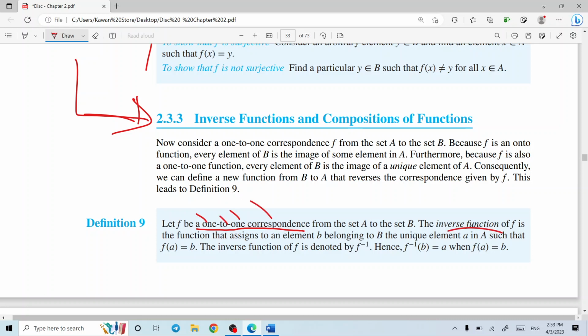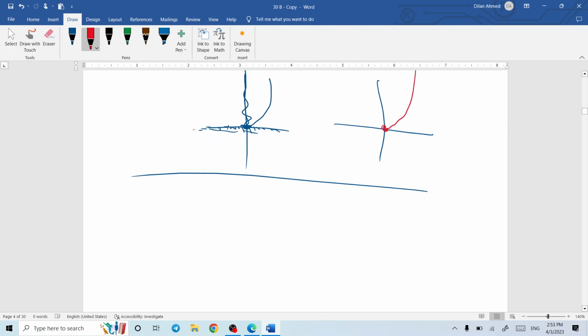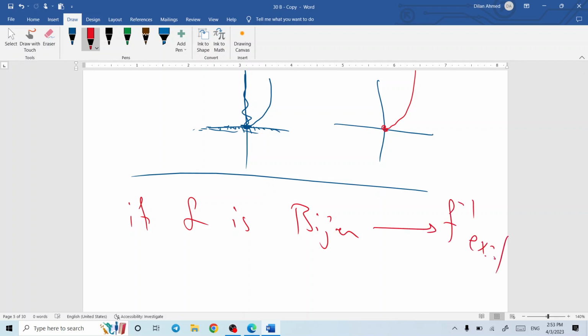Then if the function is bijection, then f inverse exists. Otherwise, we cannot say we have it. Clear, dears? Understood? Two things.